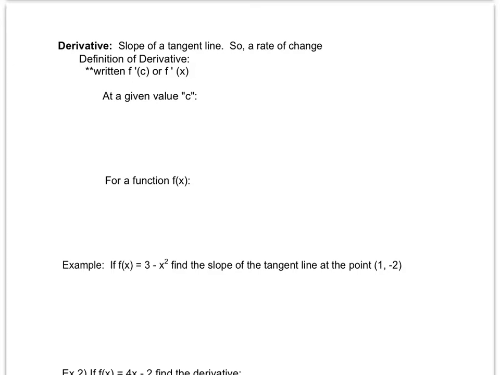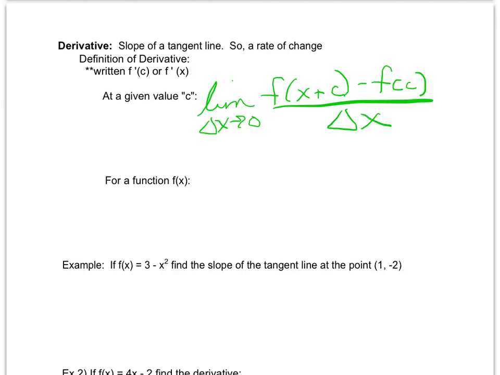So, the definition of the derivative, depending on if I'm finding the derivative for a given x value or for a function, is this. For a given x value, call it c, the definition of a derivative is the limit as the change of x approaches 0 of f of c plus change of x minus f of c, all over change of x. I also need to be able to find the derivative if, instead of being given a c value, I'm given an actual function value.